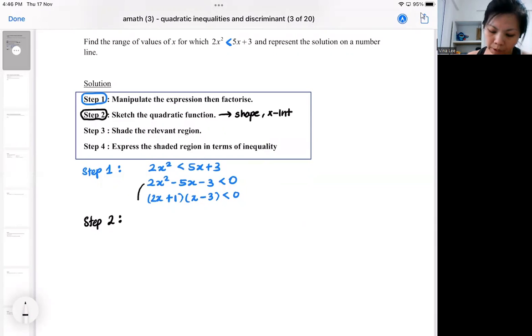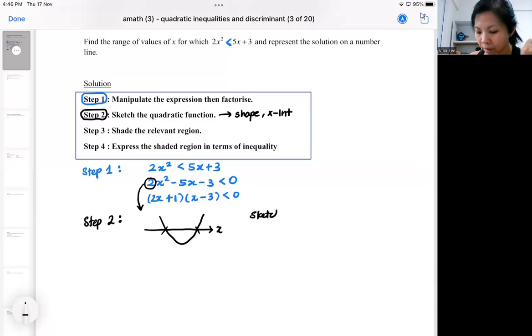So I'm going to sketch this function. So by now, you should be able to tell the shape. So if you look, A is positive. This is the value of A. So you are sketching a smile graph. So essentially, I'm sketching this, which has already been factorized.